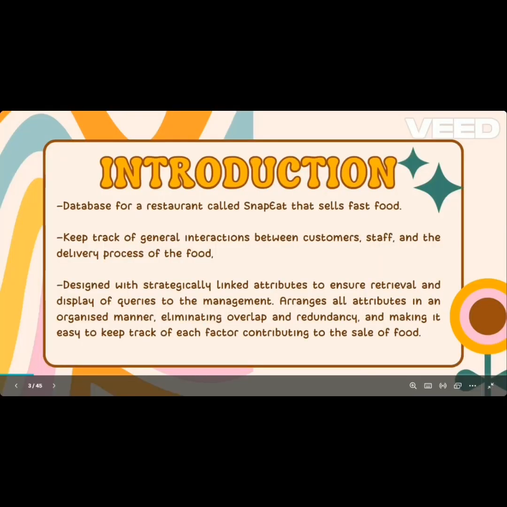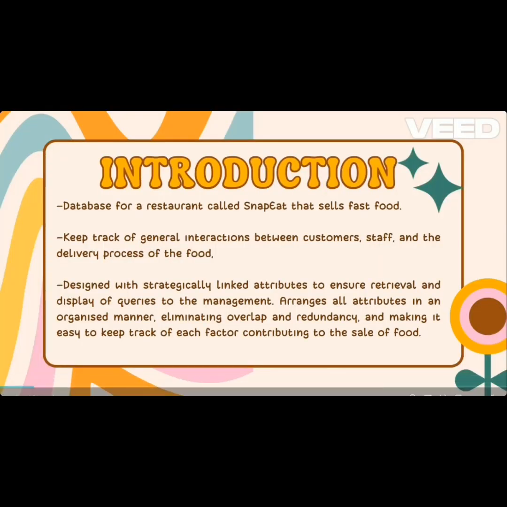by talking about the introduction. So, for the introduction, our database is for a restaurant called Snapeat that sells fast food. The purpose is to keep track of general interaction between customer, staff, and delivery process. This database is designed with strategically linked attributes so that everything is systematic.